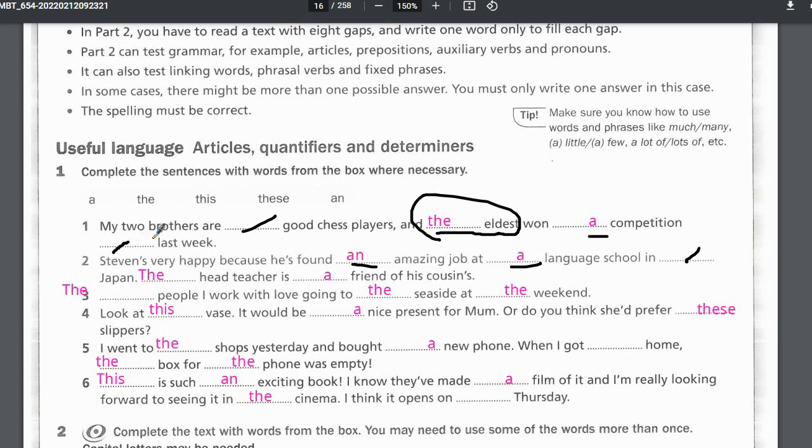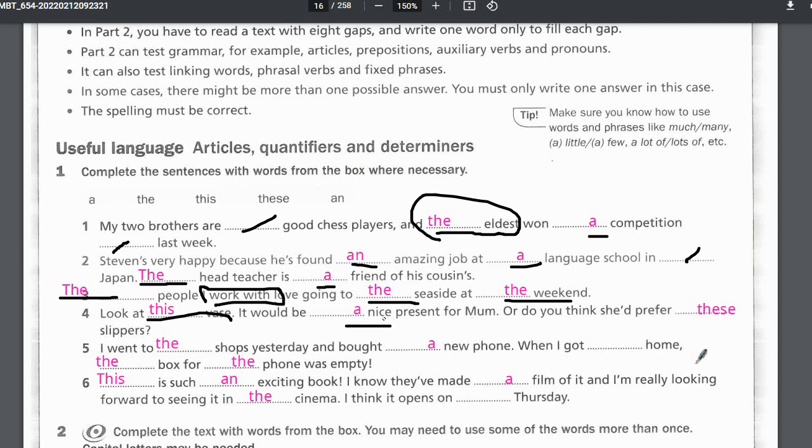You don't say the last week. Specific: the head teacher at that school is a friend. Not specific. The people I work with, when you say the people I work with, this is a defining clause, therefore this is specific. At the seaside, at the weekend. This is always like this. Specific because it's here, this vase. Look at this vase that I'm holding, or that is close to us, I'm pointing at it.